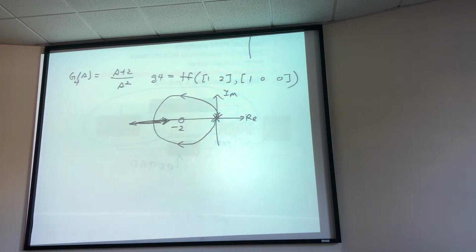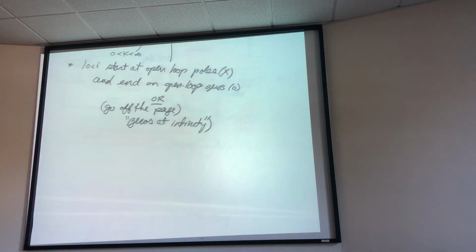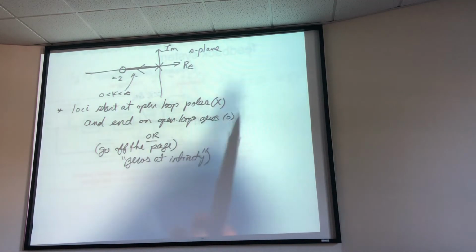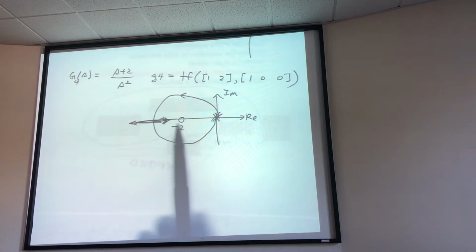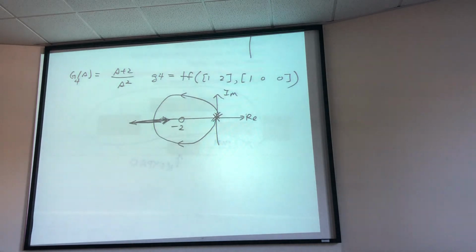All right, let's review again some of the generalizations. Model number 1 told us the loci start at the open loop poles, the X marks, and they end on the O's, or they go off the page. Here's an example where we have both cases. We have 2 poles, which is another one of the generalizations. It means we have 2 loci, 2 branches.